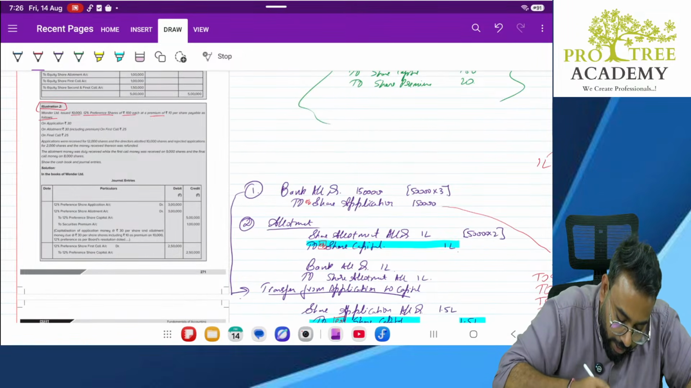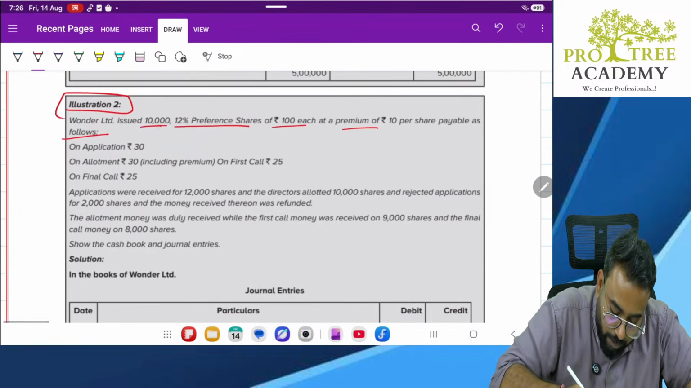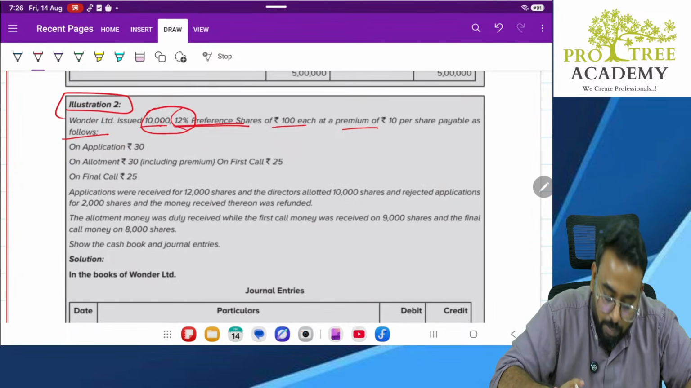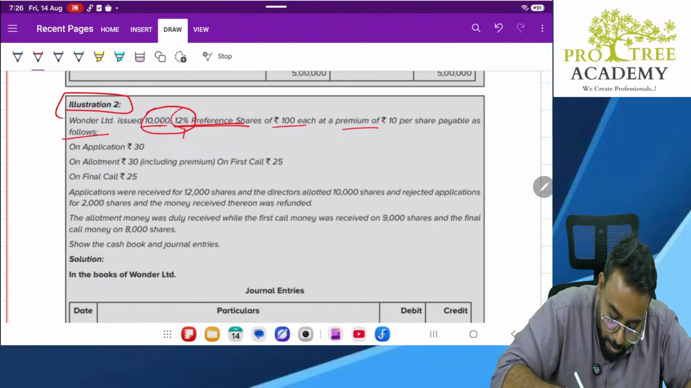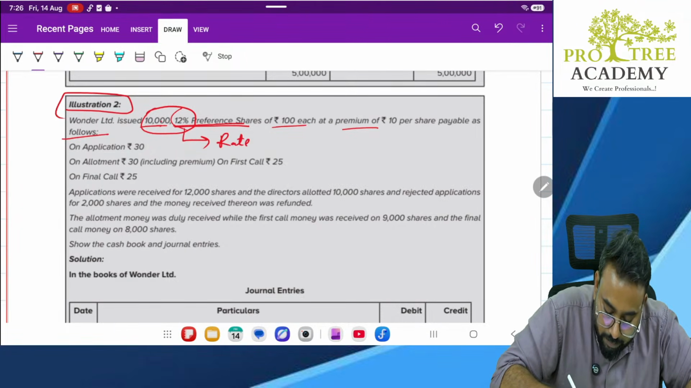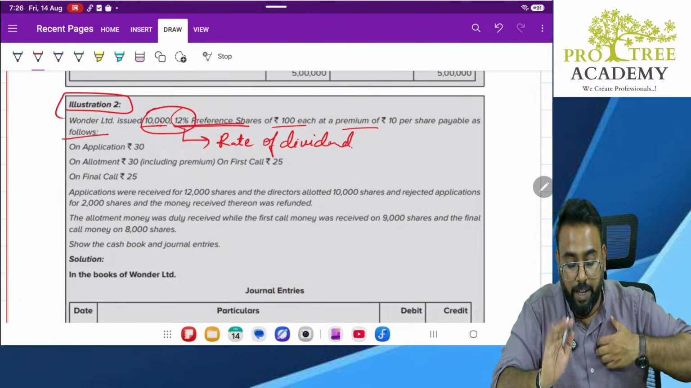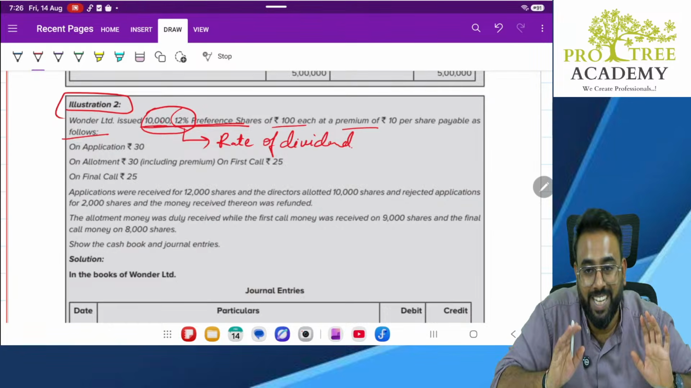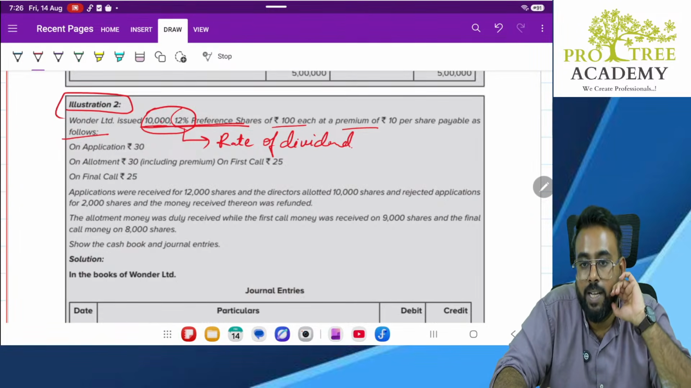So what they are telling you is they have issued 10,000 preference shares of 12%. What is this 12%? See, 12% is the rate of dividend. That means every year you have to give 12% dividend to them. 12% on what, sir? 12% on their share capital.